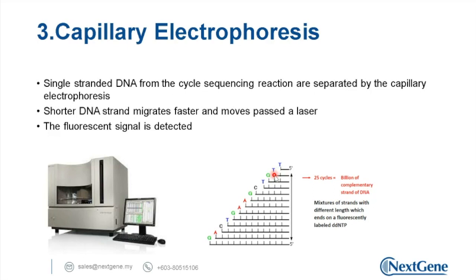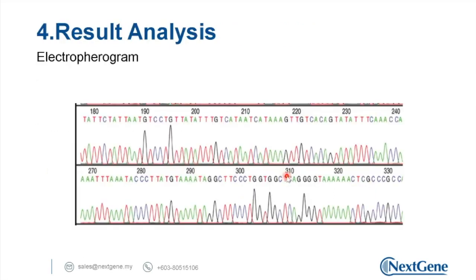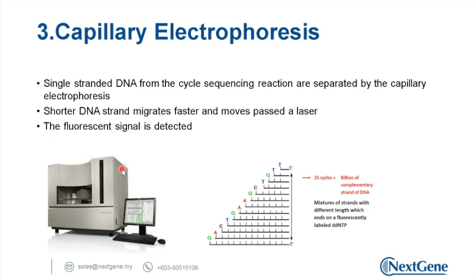And the number of fragments here is actually important to generate the signal intensity. So the peak height is actually determined by how many copies of this particular fragment ended with T over here. Okay, so I hope that my explanation is clear.